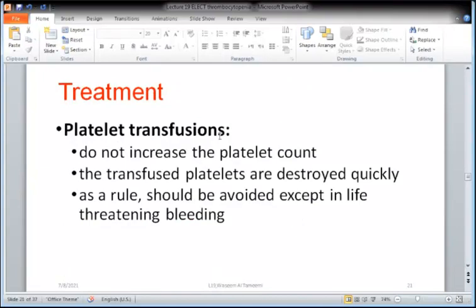So what about platelet transfusion? Since the patient has circulating platelet antibody, I don't think platelet transfusion will be useful. So it may not increase the platelet count, but it can be transfused to avoid the life-threatening bleeding. It is better not to be used because these transfused platelets are destroyed quickly.